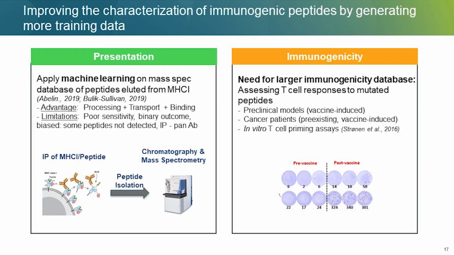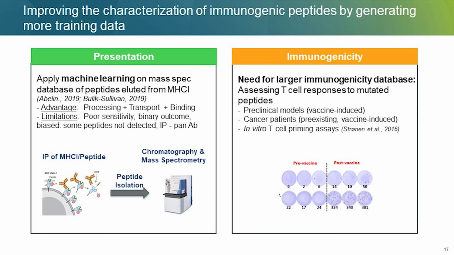First, we need to improve our ability to predict presentation on MHC class I. We need to generate more mass spec data and apply machine learning on this database of peptides that have been identified by mass spectrometry. The big advantage of this approach is that not only are we looking at binding affinity, but also these peptides result from processing and transport into the ER before being loaded onto MHC class I. So we are looking at more steps than just binding.